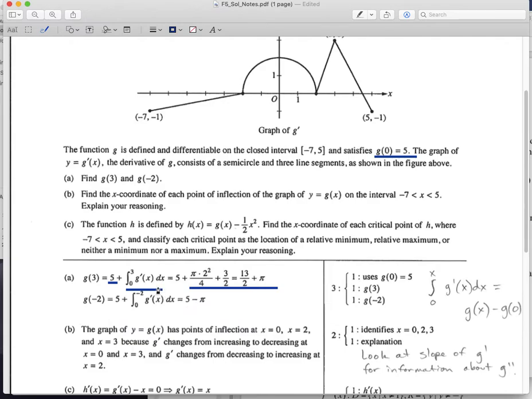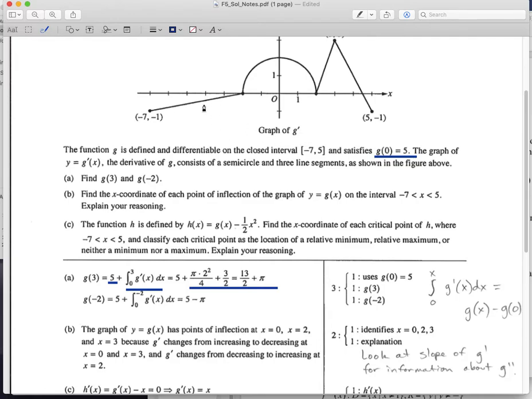All right, next, part B, find the x-coordinate of each point of inflection. I think this is an easier problem than part A. How do you find points of inflection for a function? You have to look at the second derivative. Points of inflection happen where the second derivative changes sign. Well, how is the second derivative related to this graph right here? Well, this is the graph of g prime, so the slope of this graph gives you g double prime.